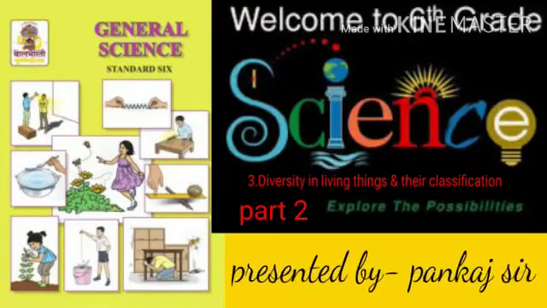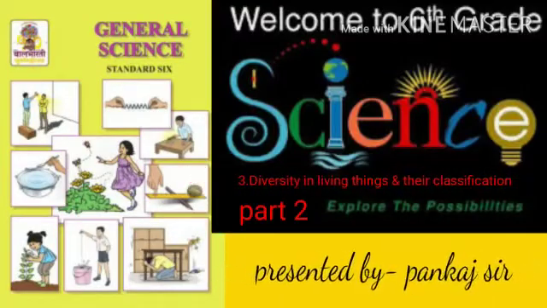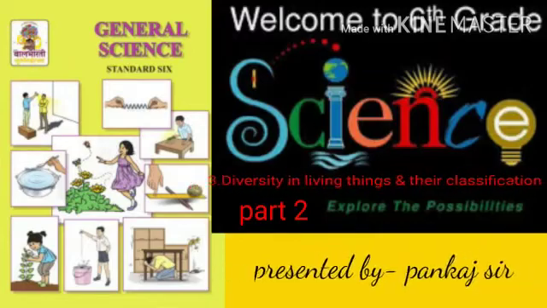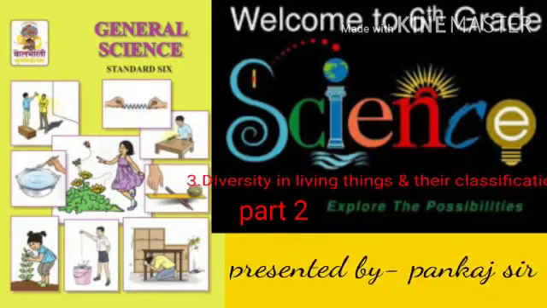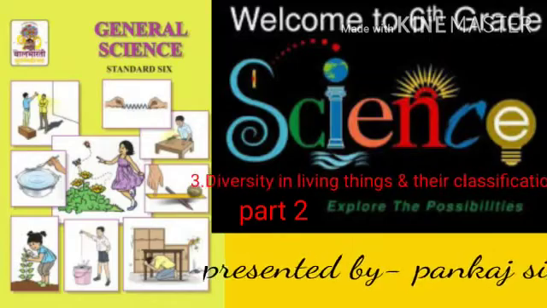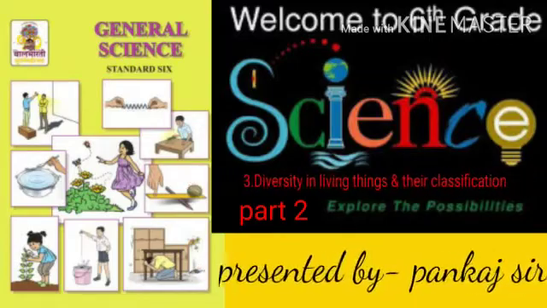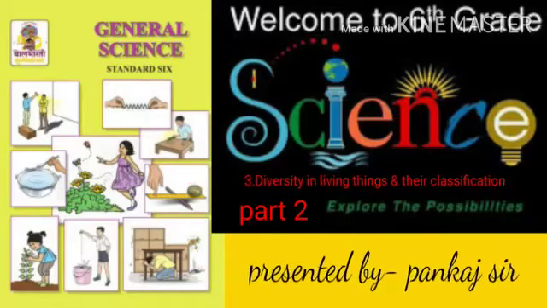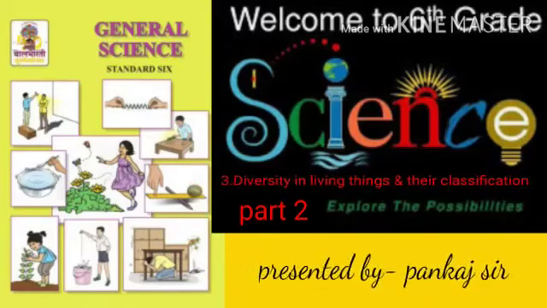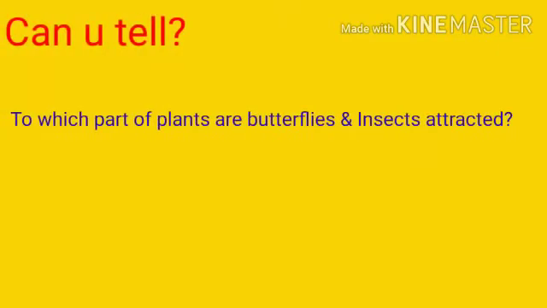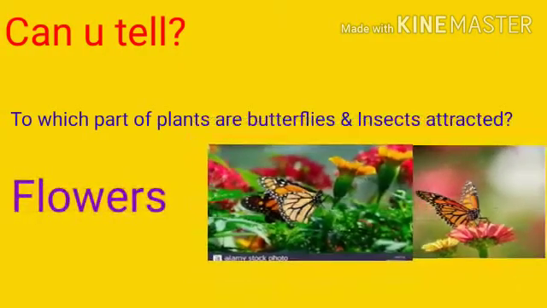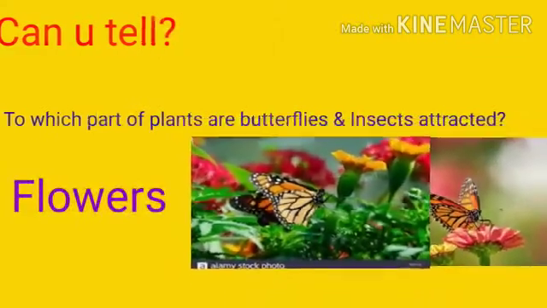Hello students. Today we are going to talk about Standard 6 General Science chapter number 3, Diversity in Living Things and Their Classification. So just watch it carefully and understand the concept. Let's start. To which part of the plants are butterflies and insects attracted? Answer is flower.